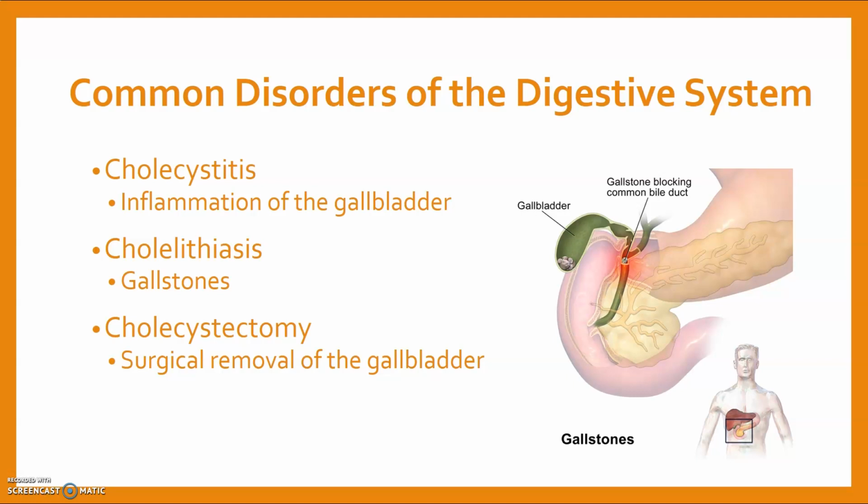The treatment for cholecystitis is often gallbladder removal, or a cholecystectomy. Diets that are high in fat and low in fiber may increase the risk of gallstones. So to help reduce that risk, you want to consume foods that are low in fat and high in fiber. And that concludes today's discussion on the accessory organs of the digestive system and their associated disorders.